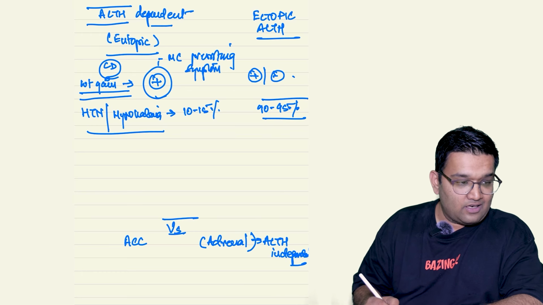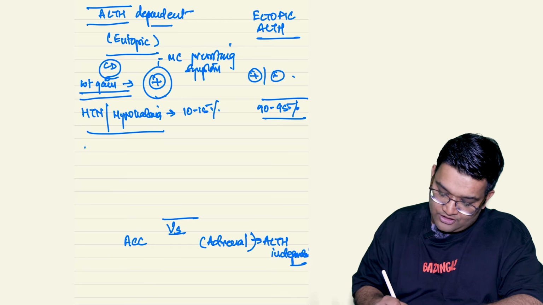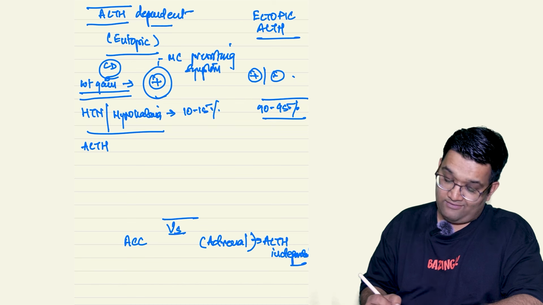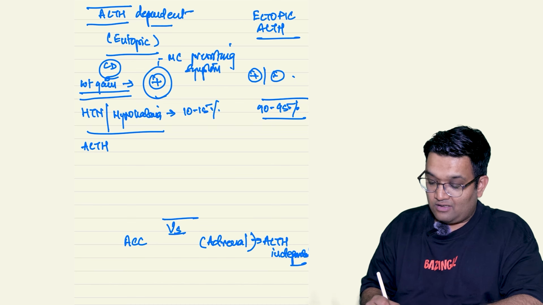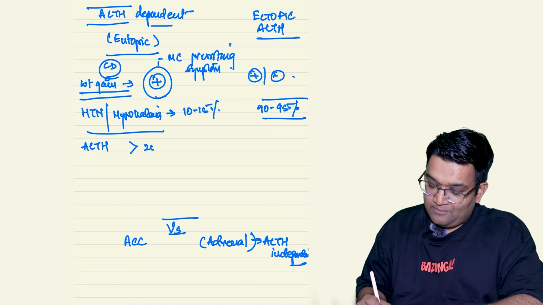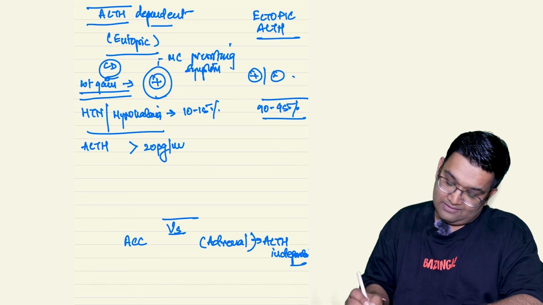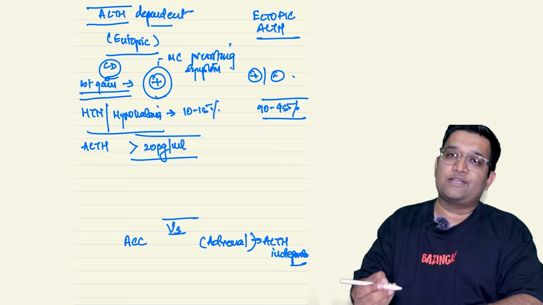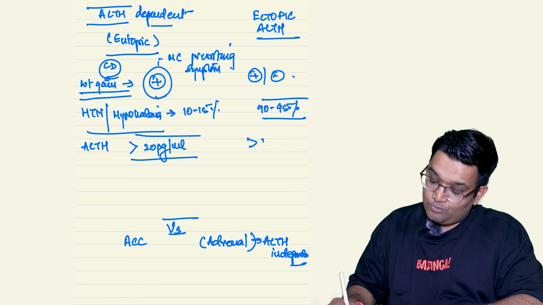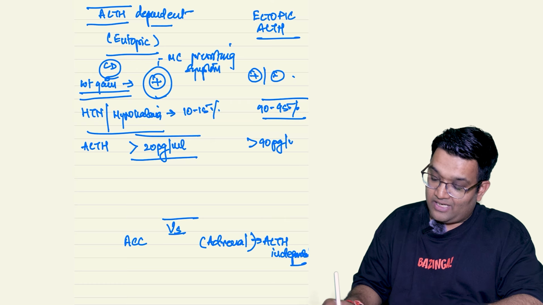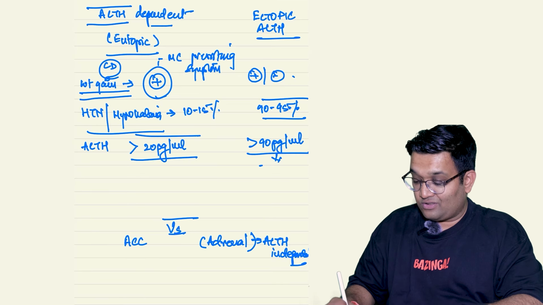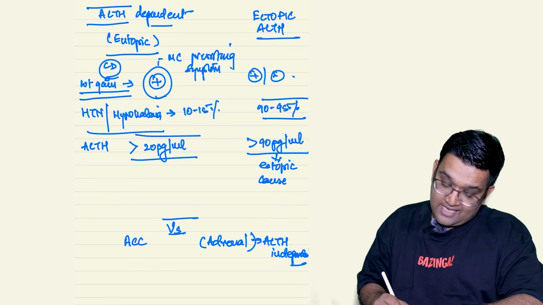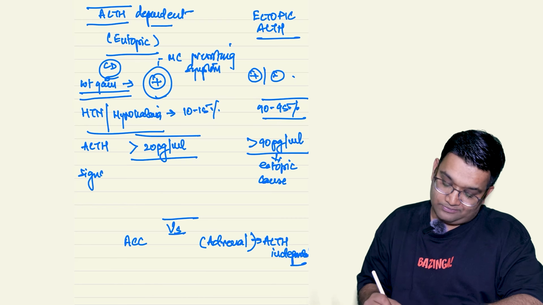Alright. Now, in case of ACTH, what is it going to be having? So, ACTH more than 20 picogram per ml is going to be suggestive of ACTH dependent causes, while ACTH more than 90 picogram per ml suggests an ectopic cause. The signs of protein catabolism.